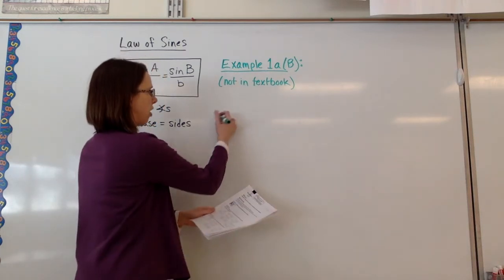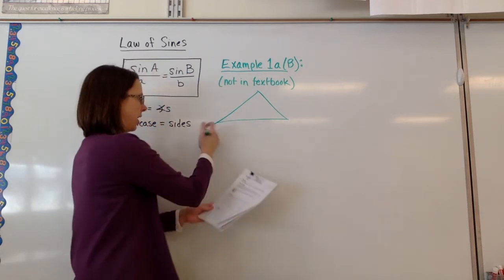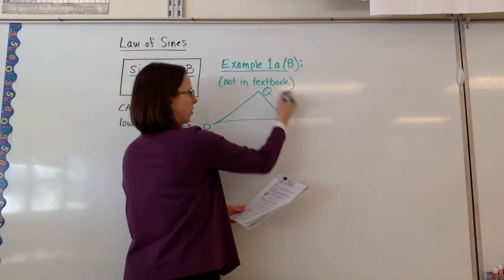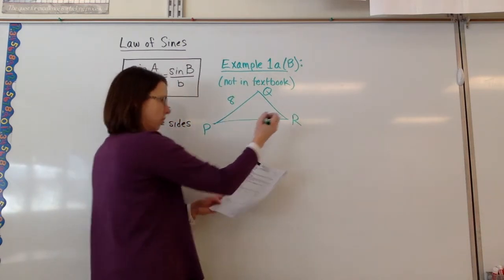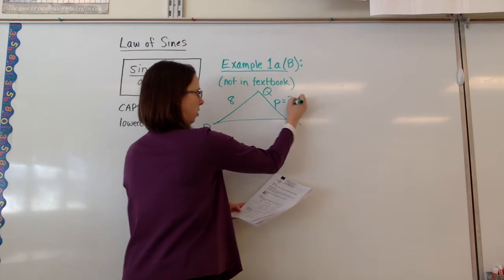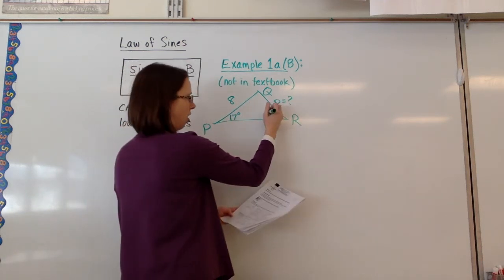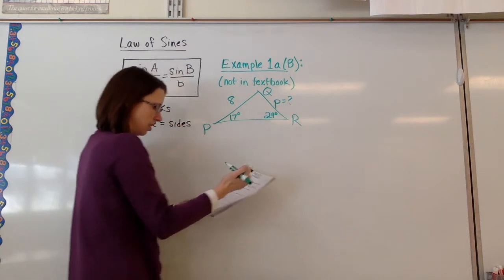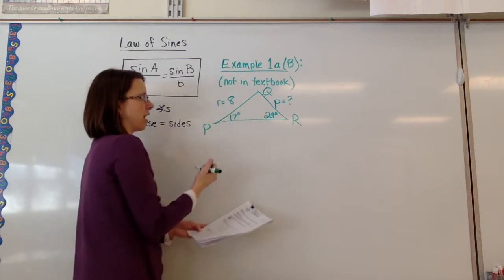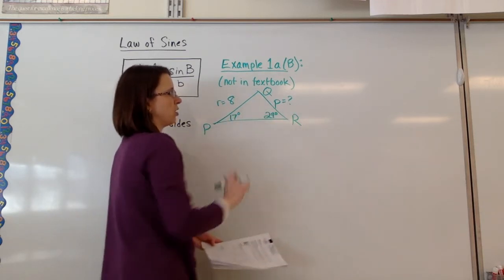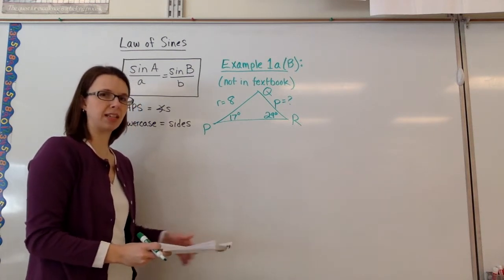So we're going to start by drawing our diagram, and this time we've changed our variables a little bit. This is triangle PQR, and the sides that I know are as follows. Angle P is 17 degrees, angle R is 29 degrees, and then the side that is opposite angle R is given as 8, so that's little r, and we're being asked to undo this triangle with some trig and find side P that is missing.